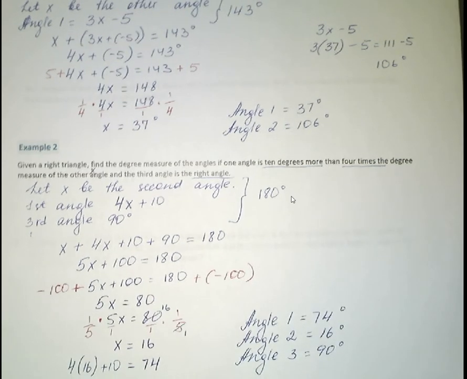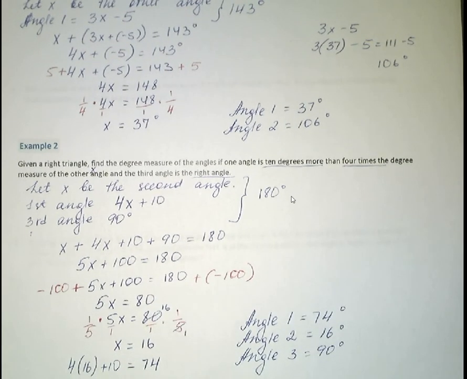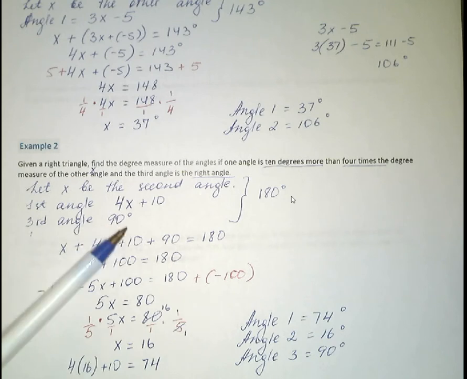All right, let's check. What I did, first I got rid of this 100 by adding negative 100 on both sides, and then multiplied by the reciprocal and got 16. That means that the second angle is 16 degrees. The first angle is 4 times as much plus 10. 4 times 16 plus 10 is 74. And the third angle we already know is 90 degrees. And these are the answers.